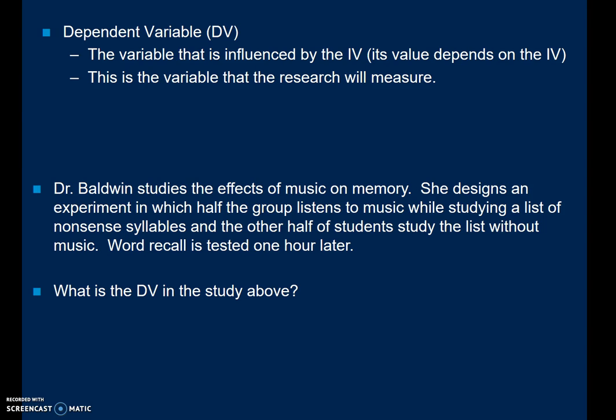So let's look back at the same experiment. He had people study a list of nonsense syllables while listening to music. Music was the independent variable. So what is the dependent variable? What was the researcher measuring? You might say memory. He studies the effects of music on memory. He must have been measuring memory. Well, in a sense, you're right. But how was he measuring memory? More specifically, what was he measuring to determine if music had an effect on memory?